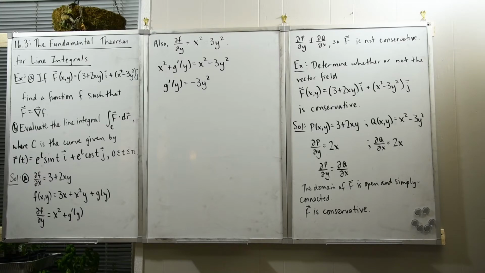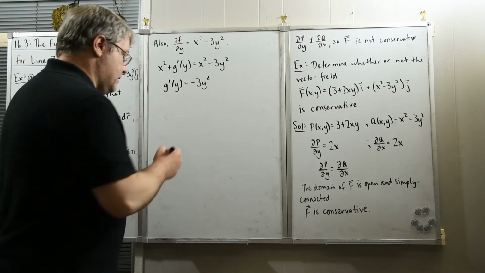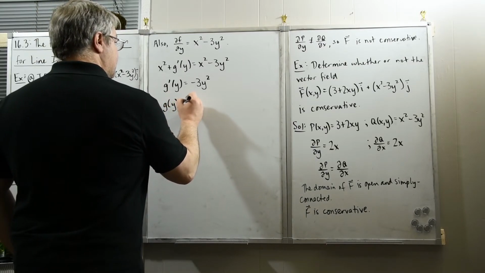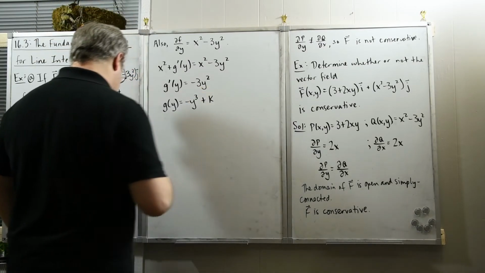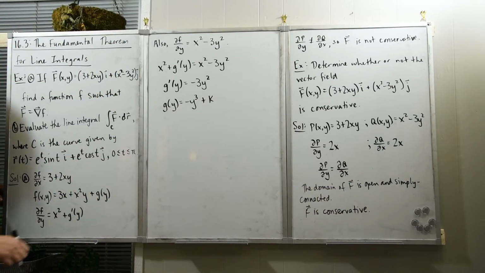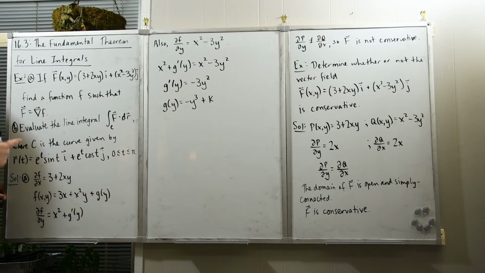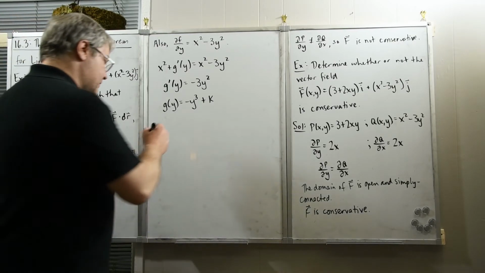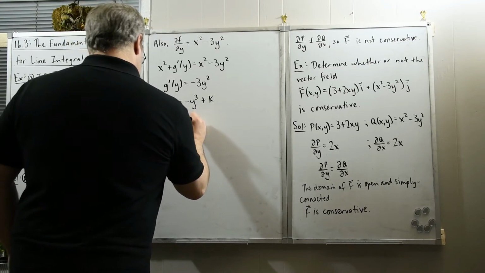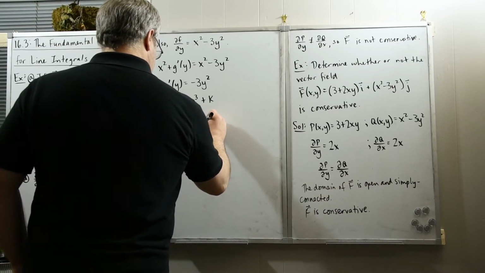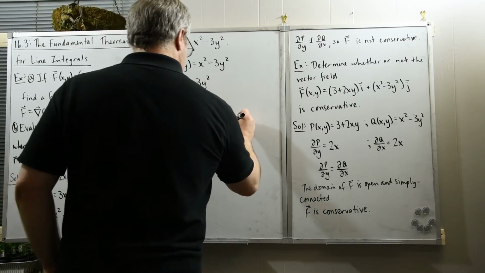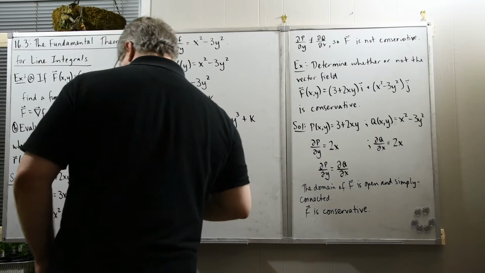Well, if you want to get g of y, which presumably you do so you can get a better idea of what f of xy looks like, then go ahead and integrate the negative 3y squared, and then you'd have g of y is negative y cubed plus a constant that we're going to call k. So once you have this representation for g of y, you can then take that, plug it in here, and that'll tell you what your f of xy is. And so we'll have our function little f is going to be the same thing as 3x plus x squared y minus y cubed plus k.